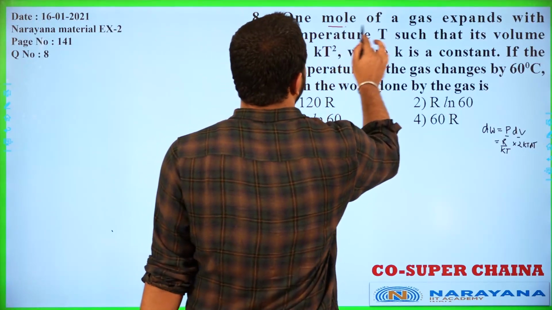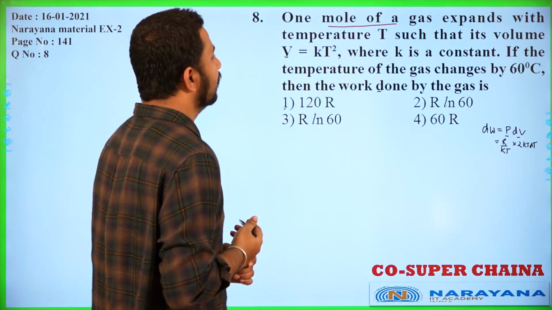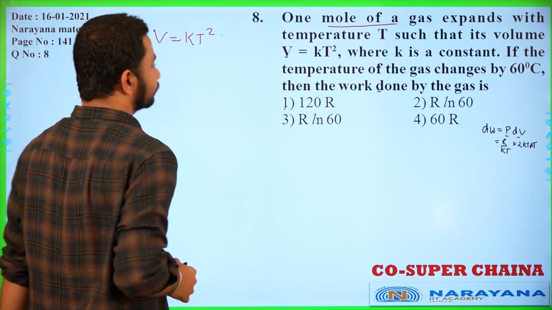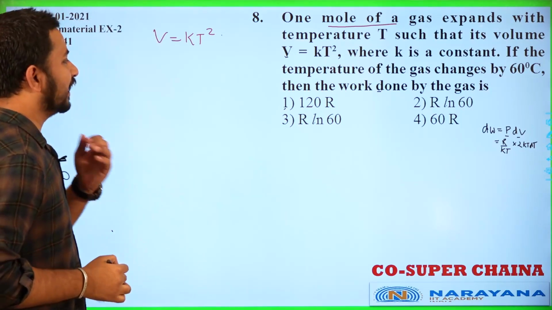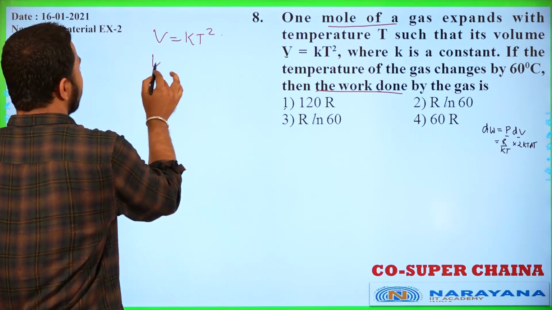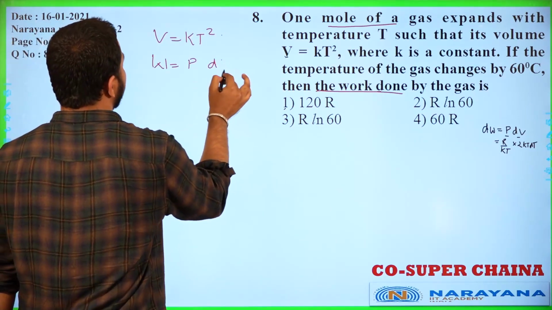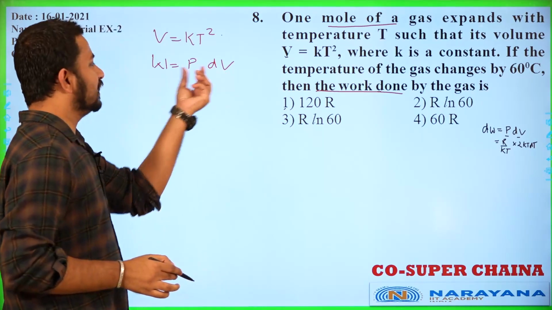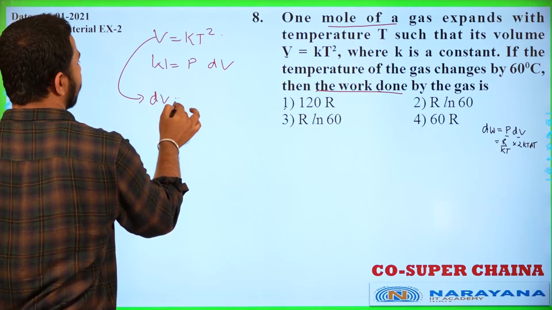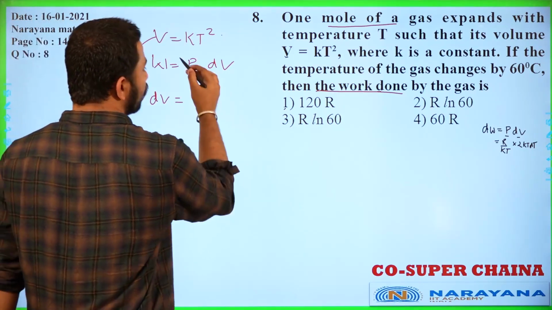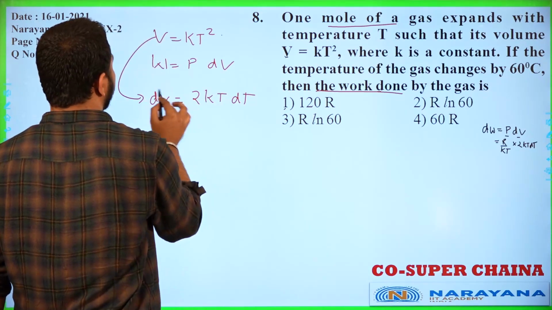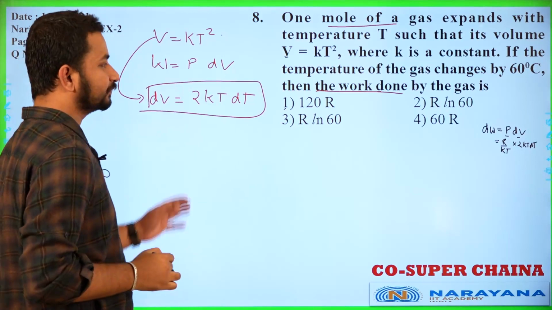Now the next question: 1 mole of a gas expands with temperature T, where V equals KT squared. This is the condition. What we need to find here is the work done by the gas. So student, work done we know will be P dV. Here we need P, and here we need dV. We can calculate dV from here: dV will be equal to 2KT dT on differentiating.